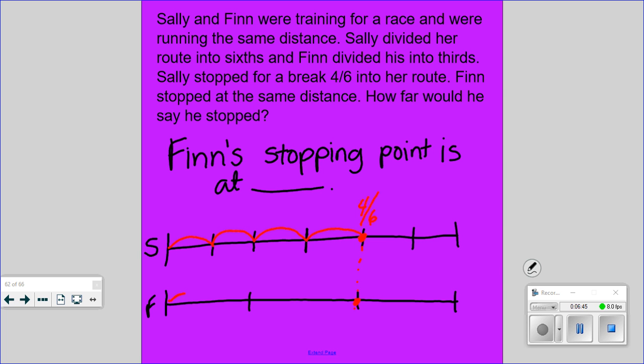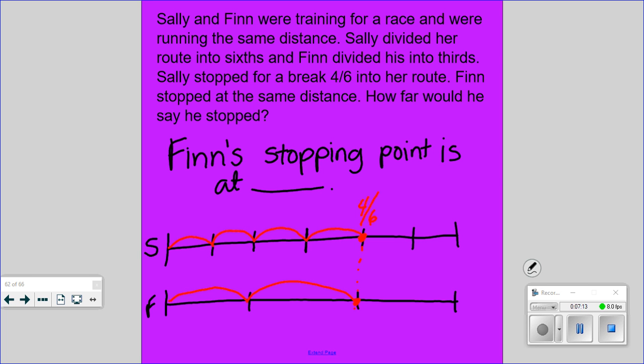Ready? 1 third, 2 thirds. So where is he at? 2 thirds. He's at 2 thirds because he was not counting by sixths. He was counting by thirds, which are larger. But did we get to the same spot? Yeah. So what would Finn say is his stopping point?